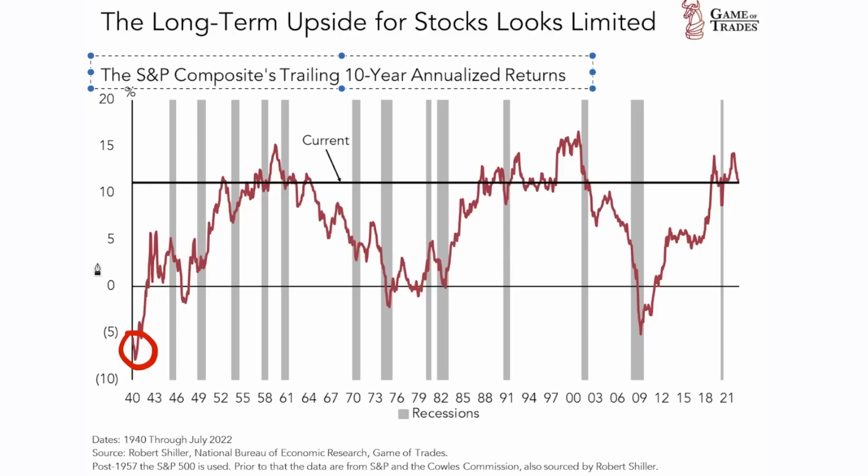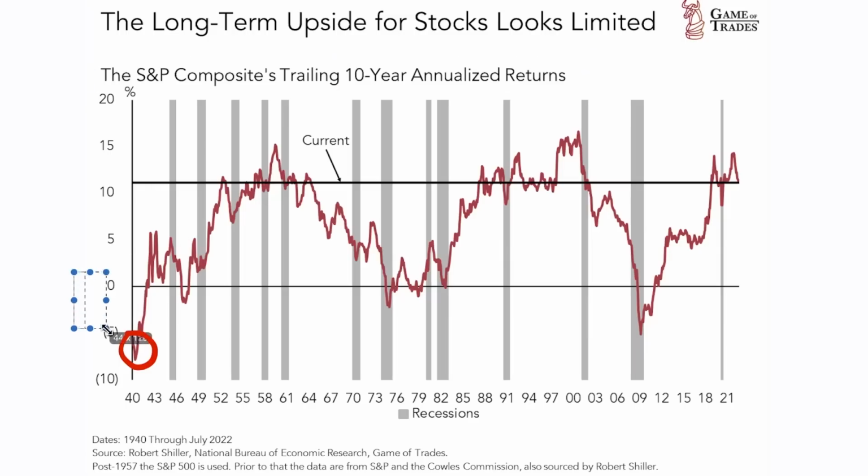When you've had a period of underperformance where the 10-year returns have been extremely low, right? For example, 1940, extremely low 10-year returns leading up to 1940, or 1973, or 2009. These represent exceptional opportunities to enter the market.